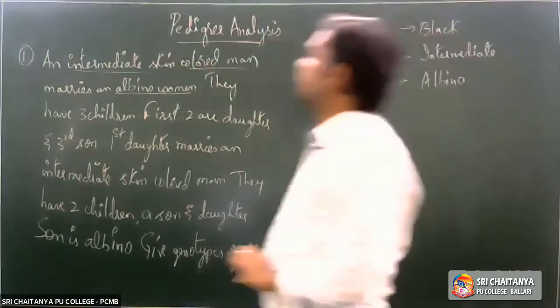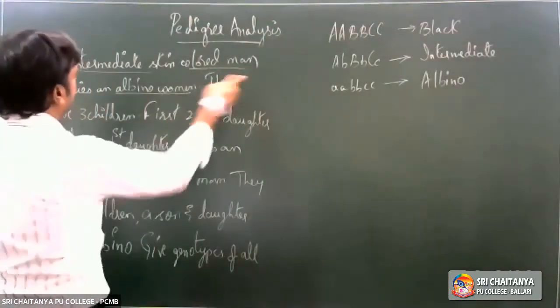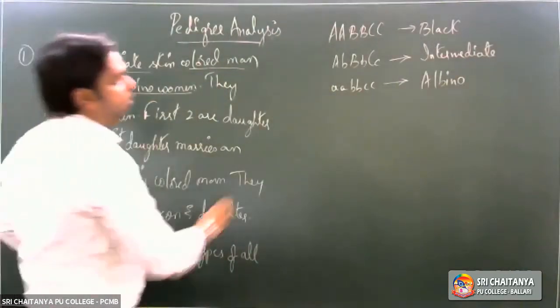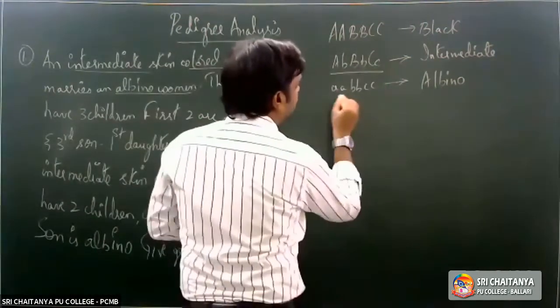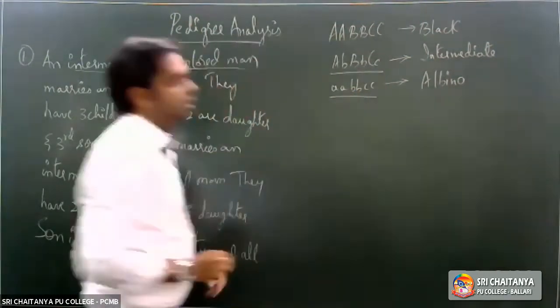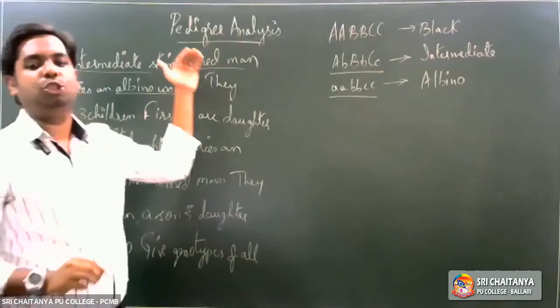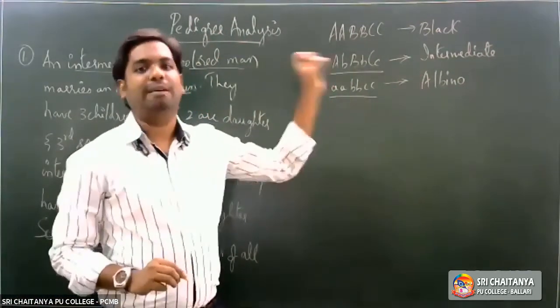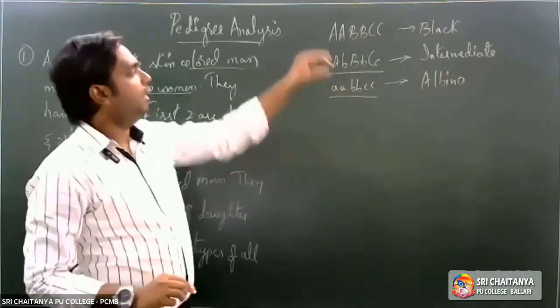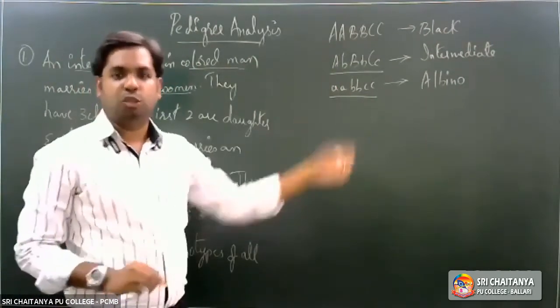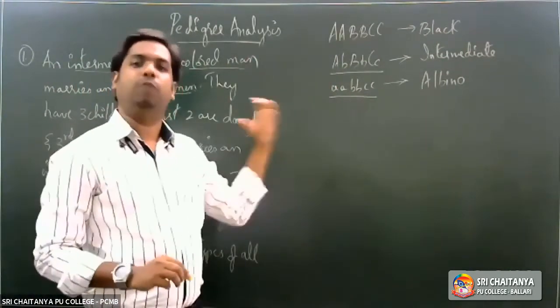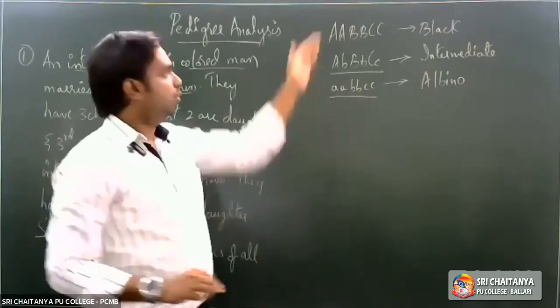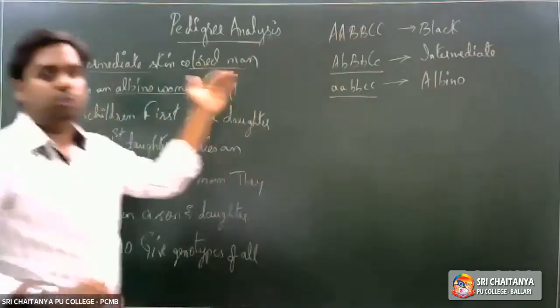So what is the question saying here? An intermediate skin colored man is crossed with an albino woman. Whenever we have to show it in a pedigree, we don't use all the genes. We rather use only one particular gene, so that it is easy for us when we do a pedigree chart. So we do not use three genes, we use only one.